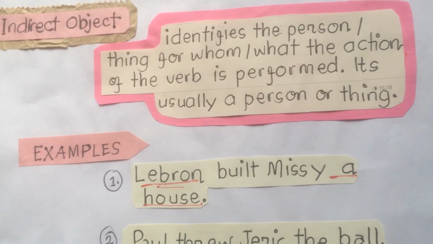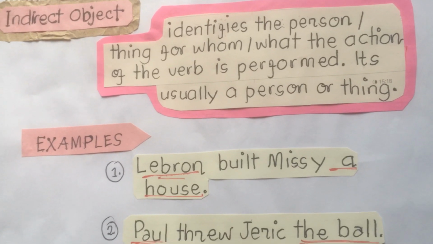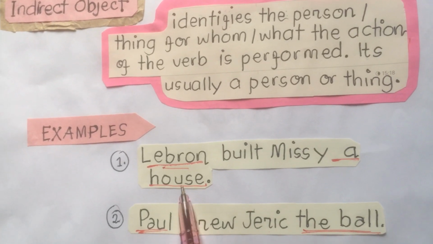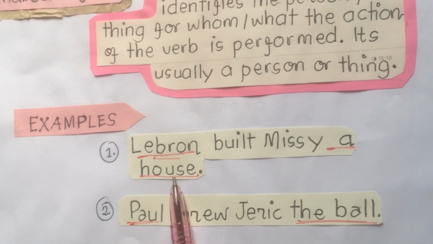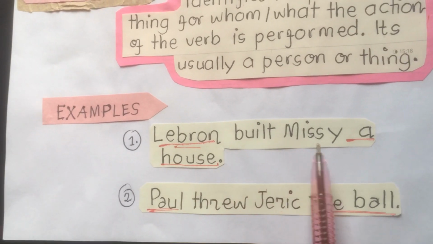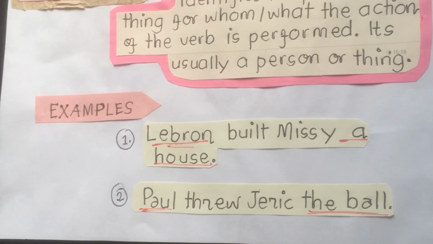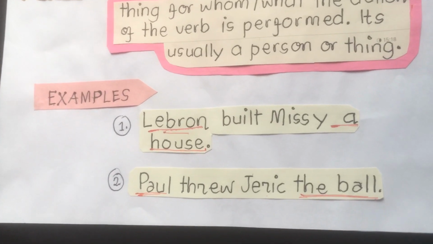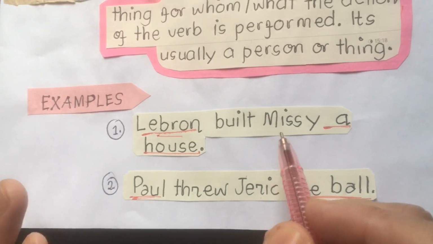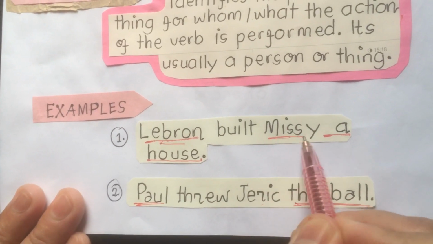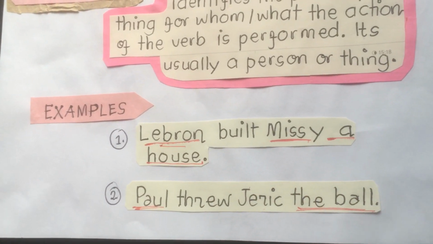So for example, for number one, the house is what we call the direct object, but LeBron bought Missy a house. So you are going to answer, LeBron bought a house for whom? So the indirect object here is Missy.